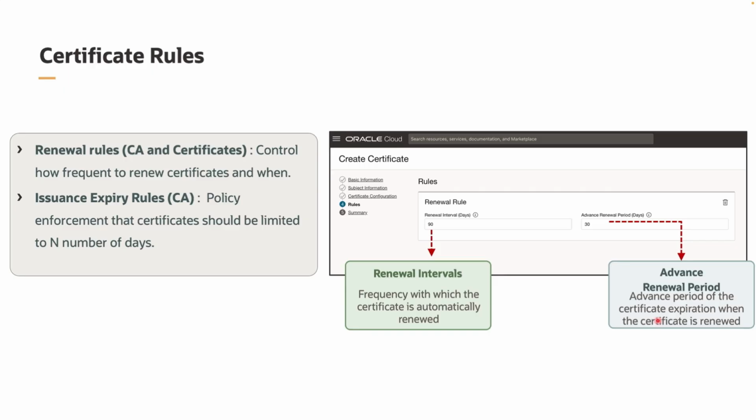And the advanced renewal period ensures that the renewal is completed before the certificate expires. We also have issuance rules, which specify a date after which the certificate authority cannot issue or validate subordinate CAs or certificates. So basically it means the CA will not be able to create a certificate after the validity date.